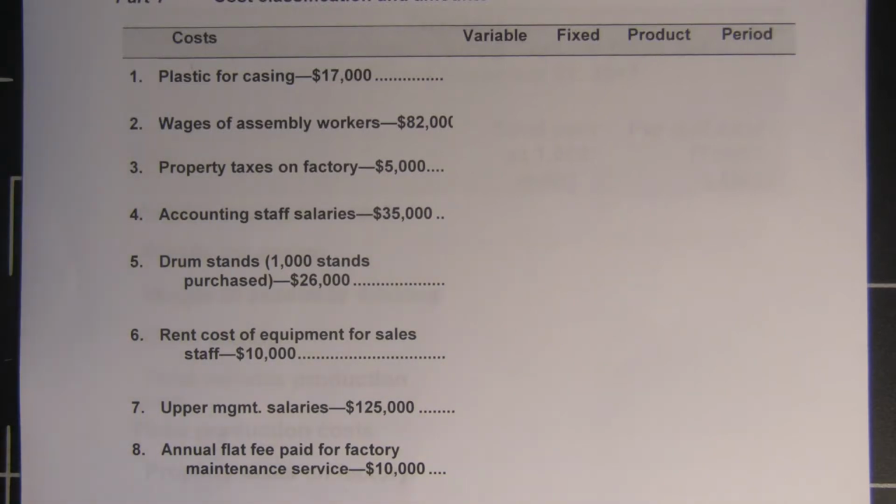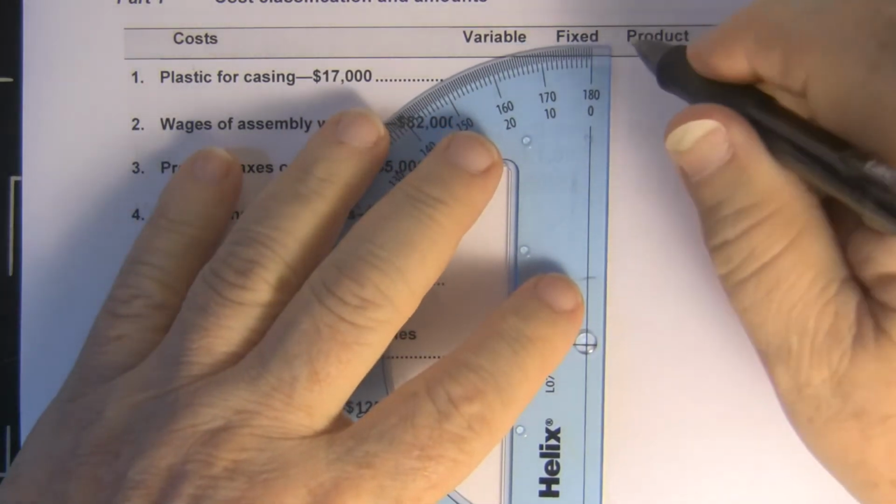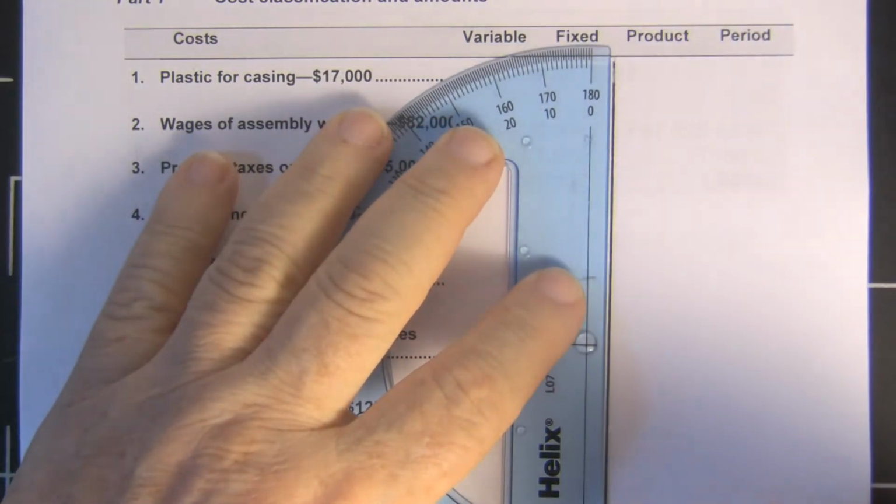Okay, problem 14.1a asks us to look at a bunch of facts for this drum manufacturer and determine if these costs are fixed or variable, and if they're product cost or period cost. So just to help make it a little clearer, I'm going to put a line right down the middle.